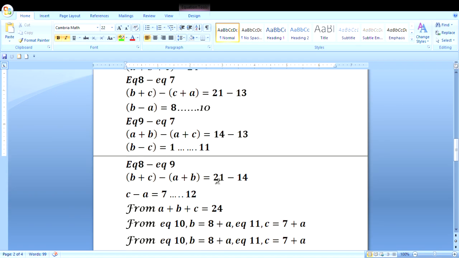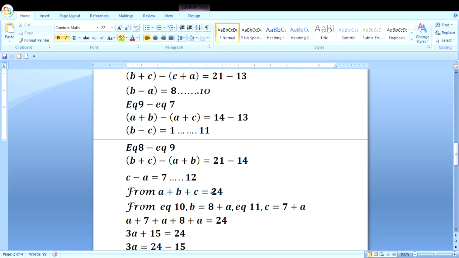Now let's look at equation 8 minus equation 9, which is b plus c minus (a plus b), which is 21 minus 14 on the right hand side. So this becomes c minus a equals 7. We name this equation 12. Now let's recall the other equation where we have a plus b plus c equals 24.